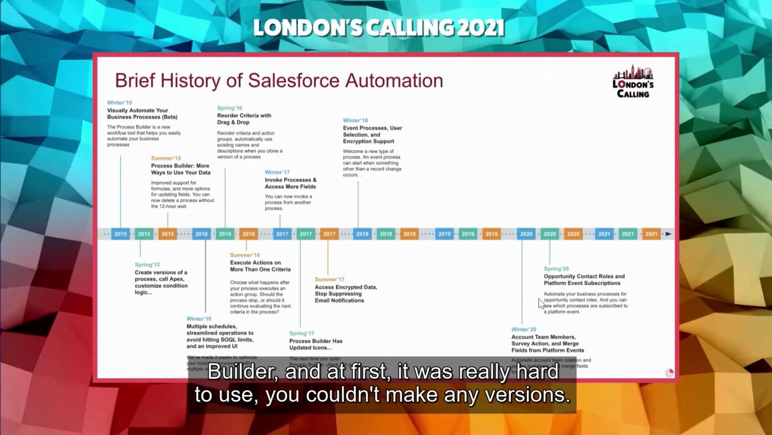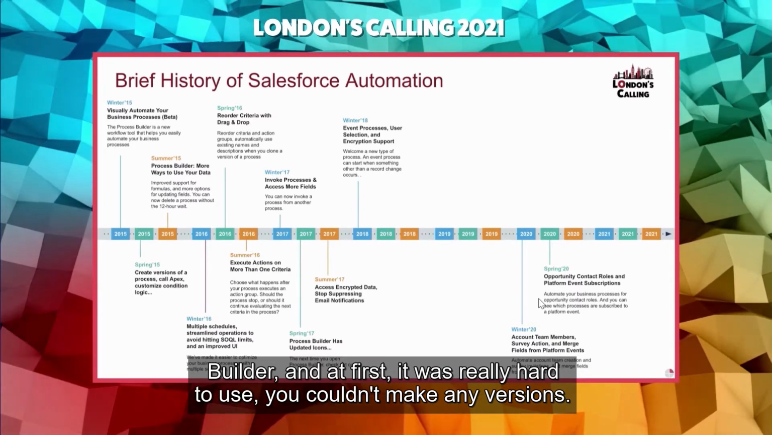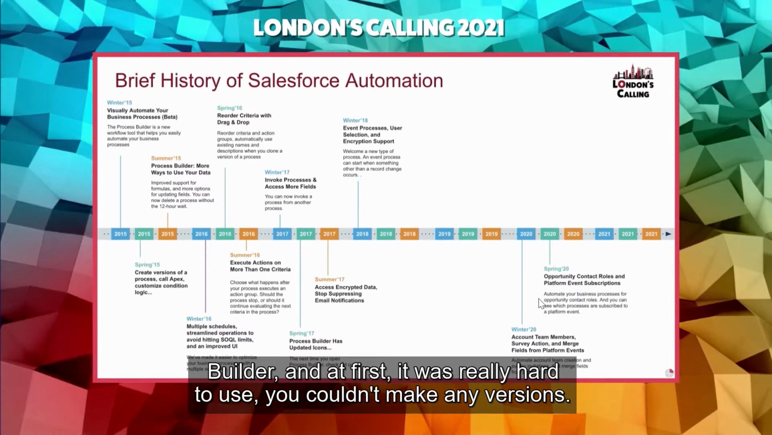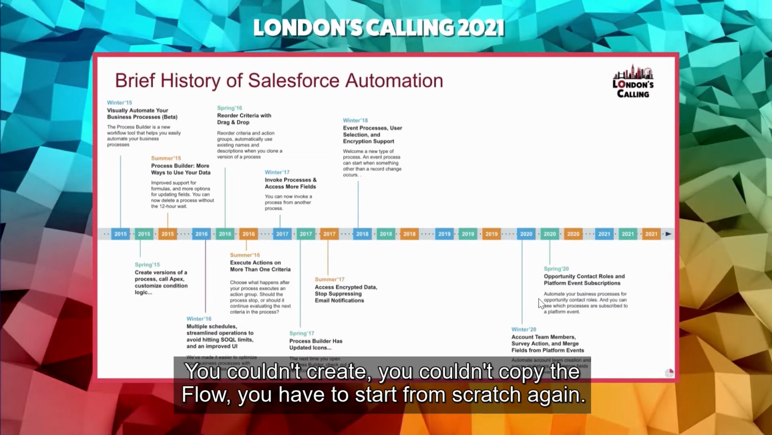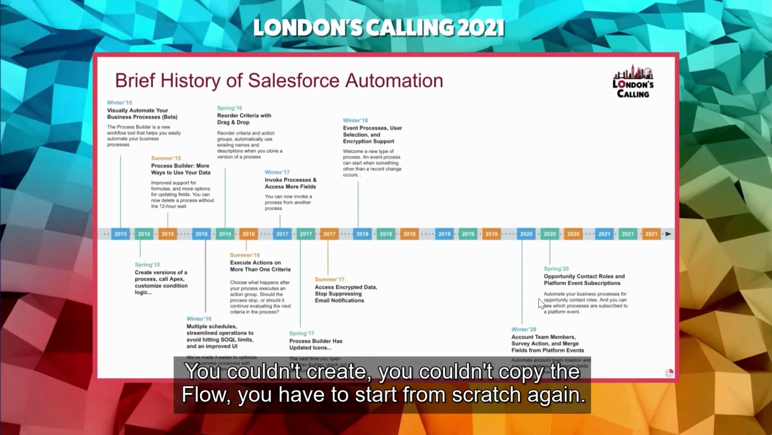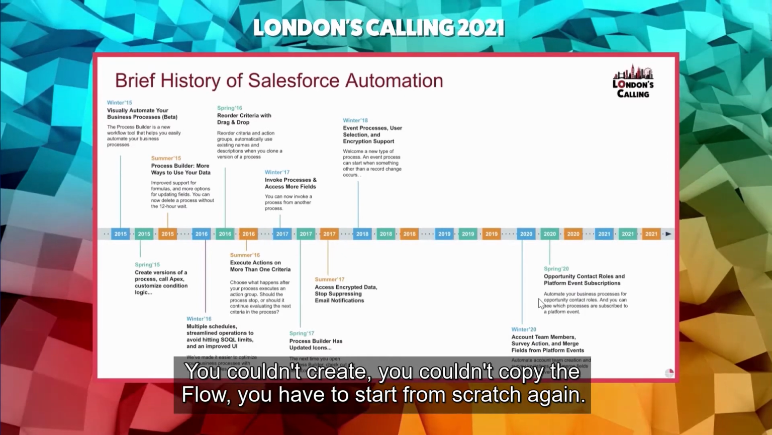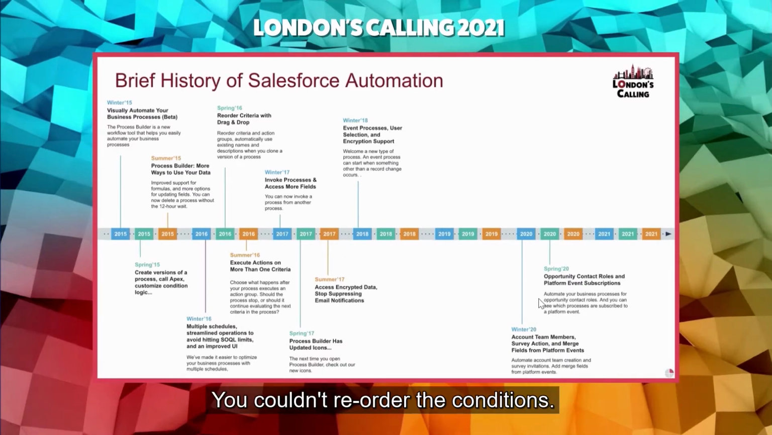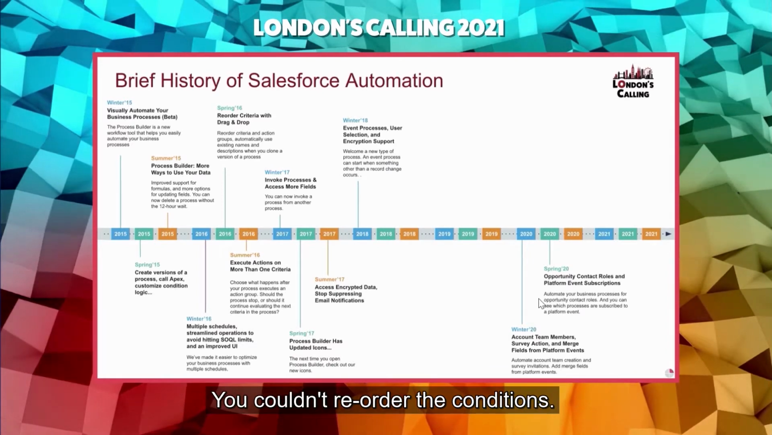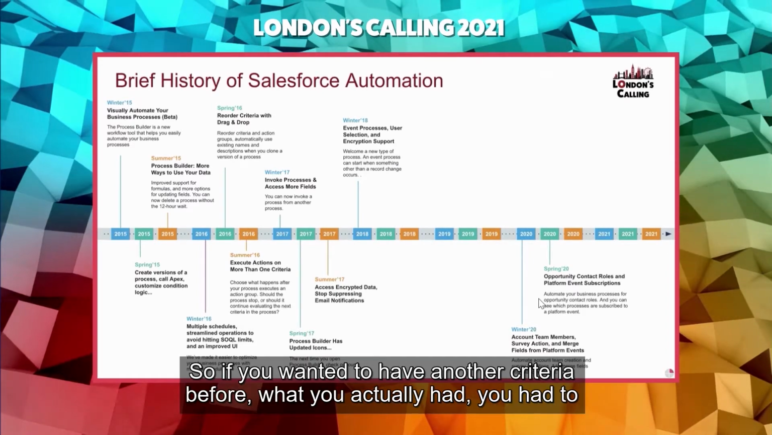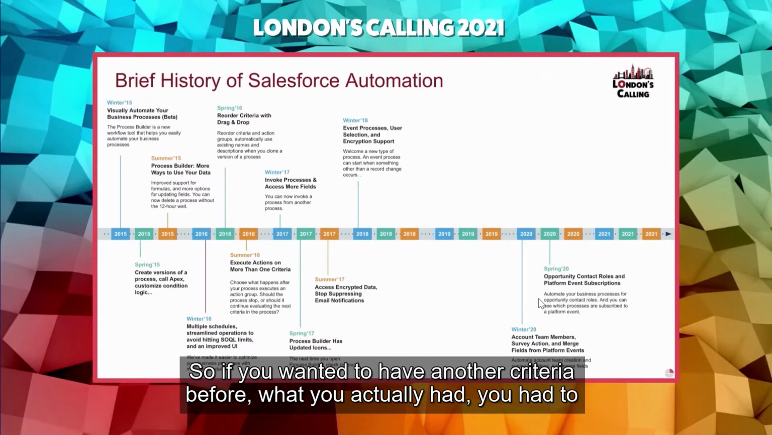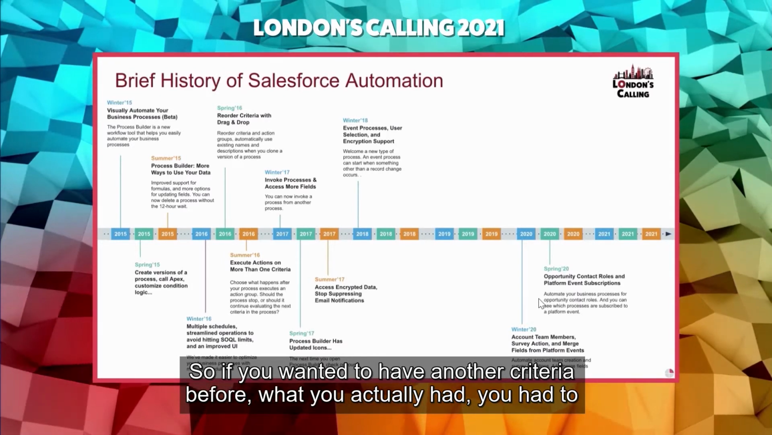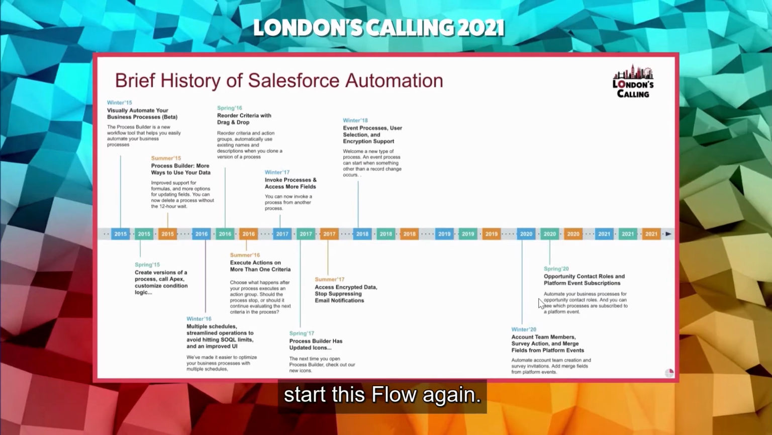At first, it was really hard to use. You couldn't make any versions. You couldn't copy the flow. You had to start from scratch again. You couldn't reorder the conditions. So if you wanted to have another criteria before what you actually had, you had to start the flow again.